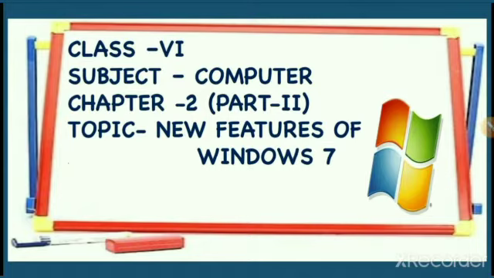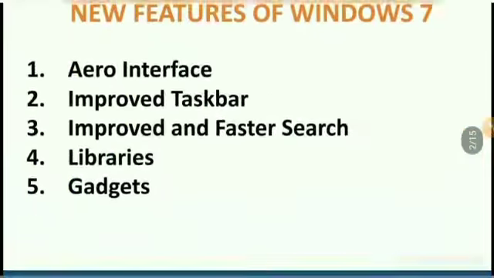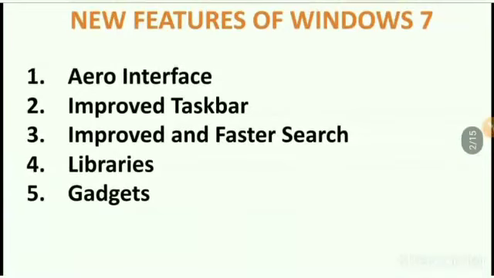In the previous video, we discussed the history of Windows operating system and what is Windows 7 operating system. Now, today I will explain some new features of Windows 7. Windows 7 has several new features and enhancements over the previous versions of Windows. Some of the new features of Windows 7 are Aero interface, improved taskbar, improved and faster search, libraries and gadgets. So let us discuss the features of Windows 7 in detail.